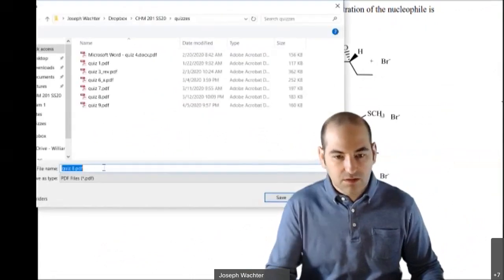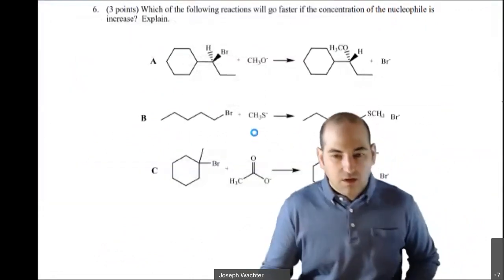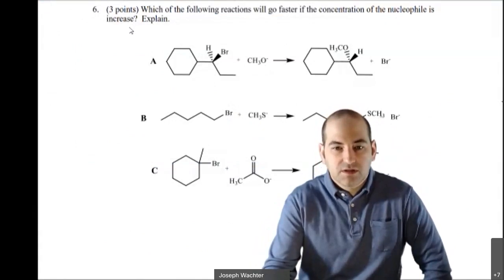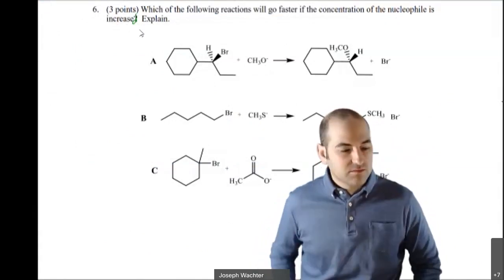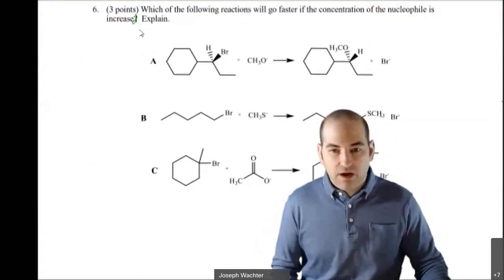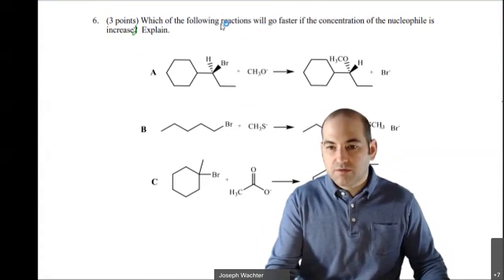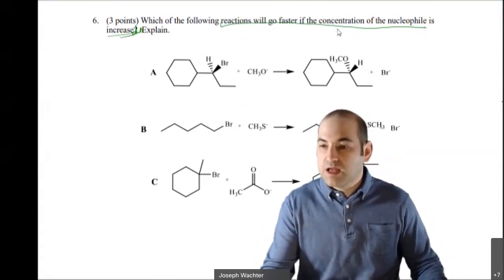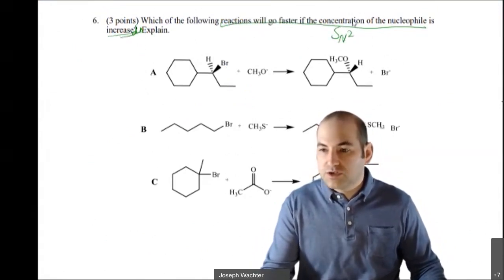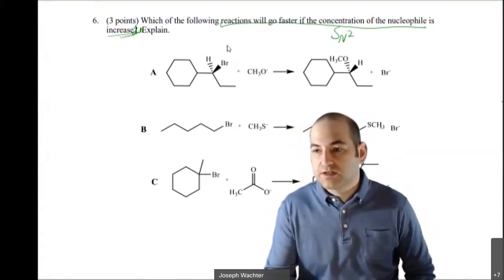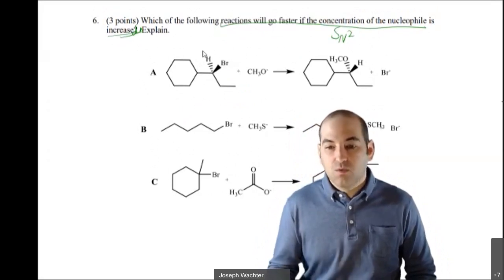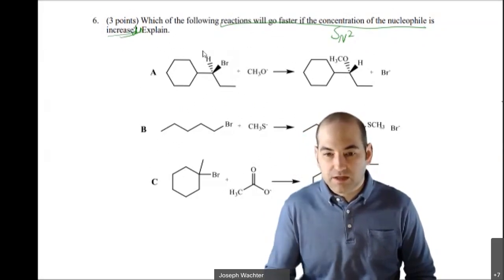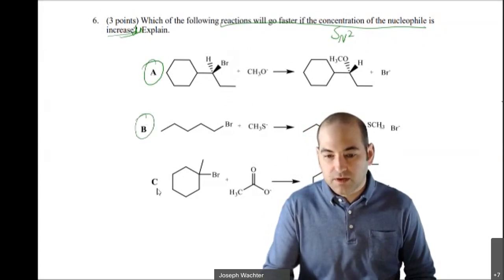Okay, I can't save this one, so we'll just rename it. Which of the following reactions will go faster if the concentration of the nucleophile is increased? Explain. So here we have to think about what it means for a reaction to go faster if the concentration of the nucleophile is increased. What type of reactions depend on the concentration of the nucleophile? That's only SN2 reactions. So this is just another way of asking, which of these would you expect to go through an SN2 mechanism? And that should be this one and this one, but not this one.